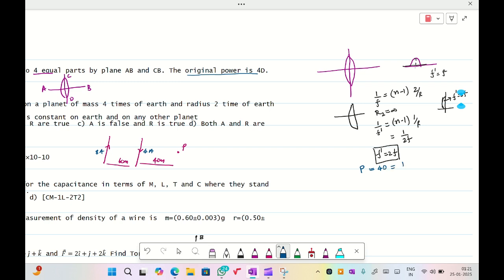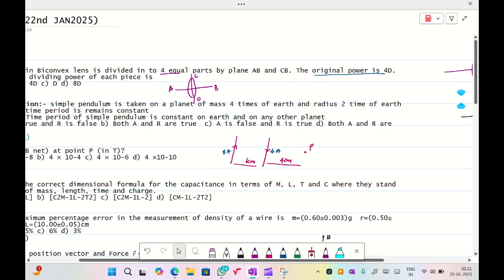That is equal to 1 by f. So now I want to find out the power of this one. The power P dash is equal to 1 by f dash, so that equals 1 by 2f, that equals 4D by 2. So that equals 2D. So this is an easy question. Directly you can do.